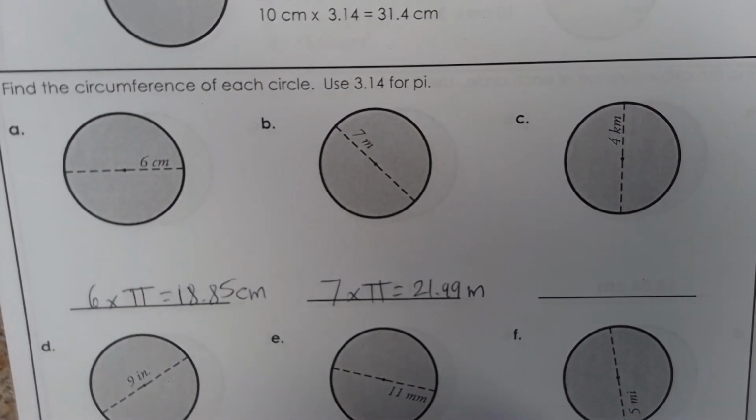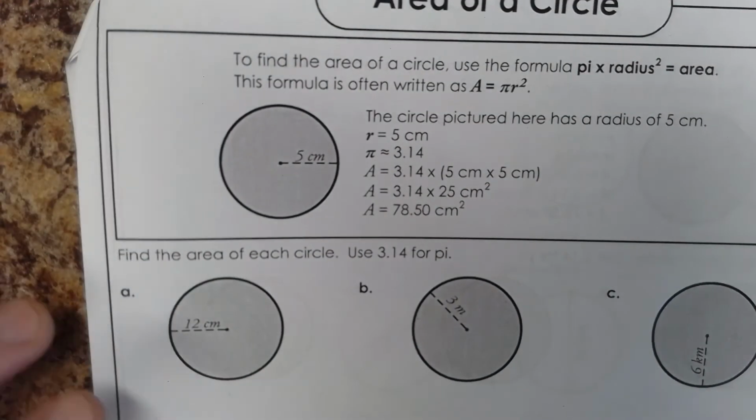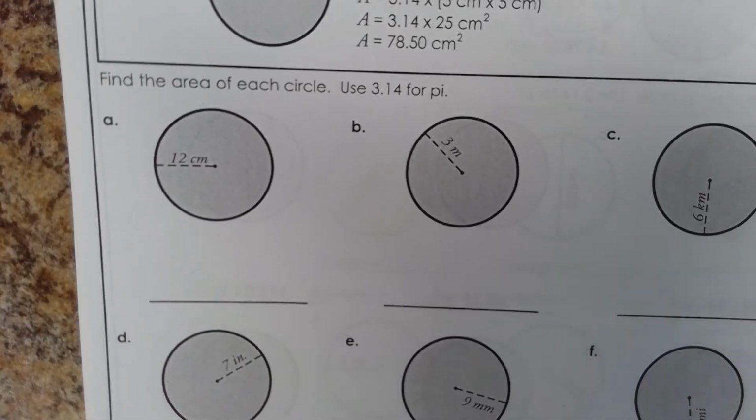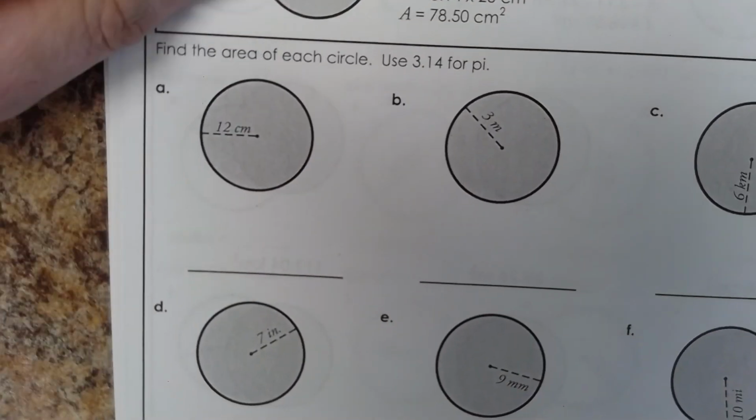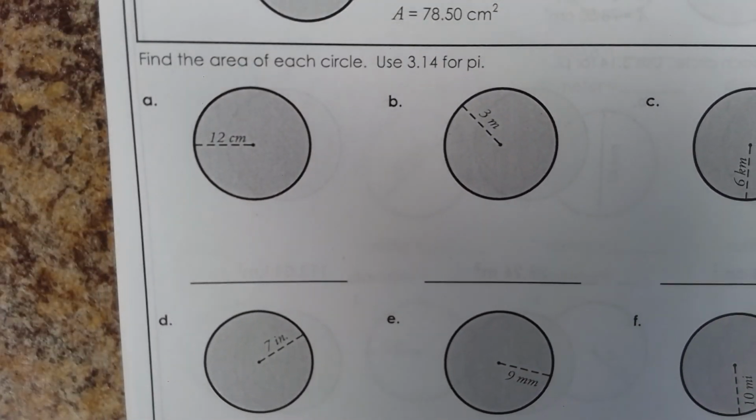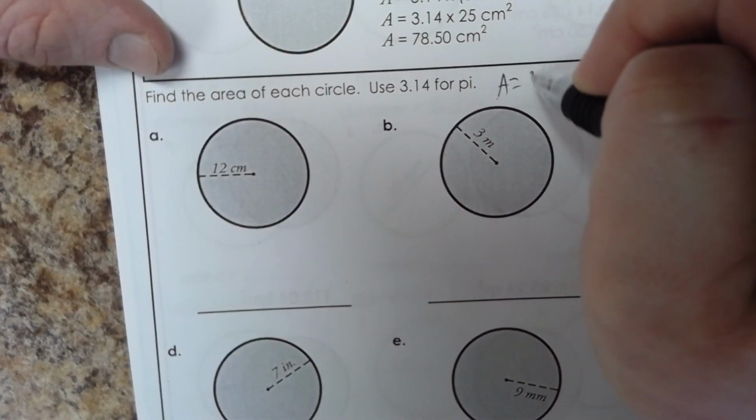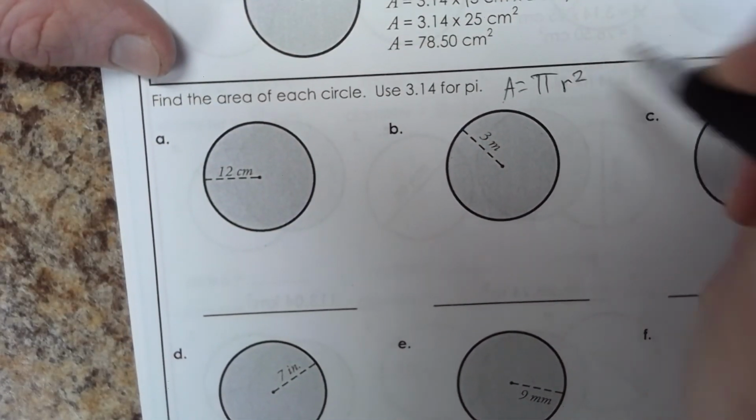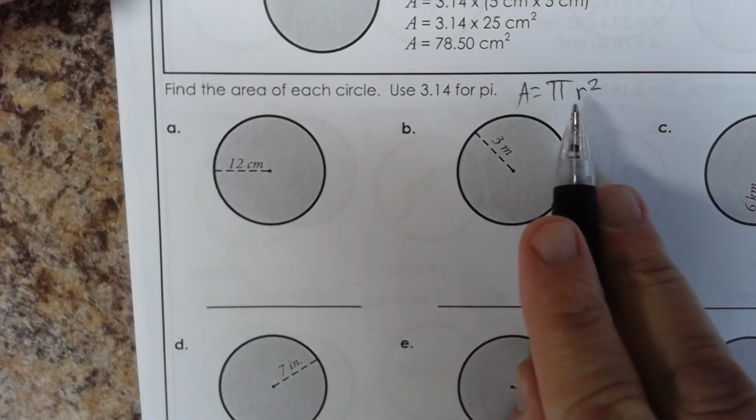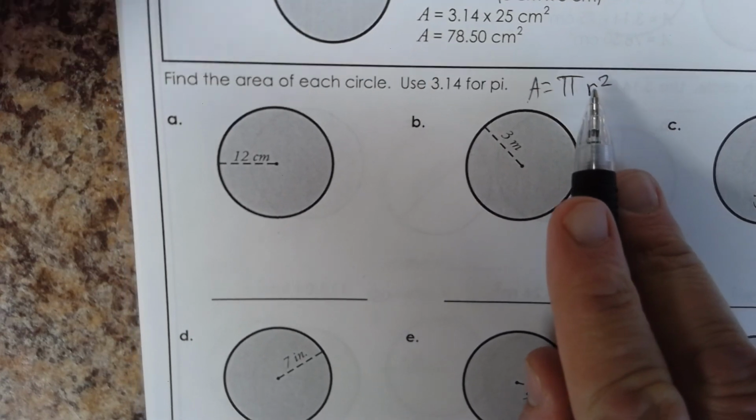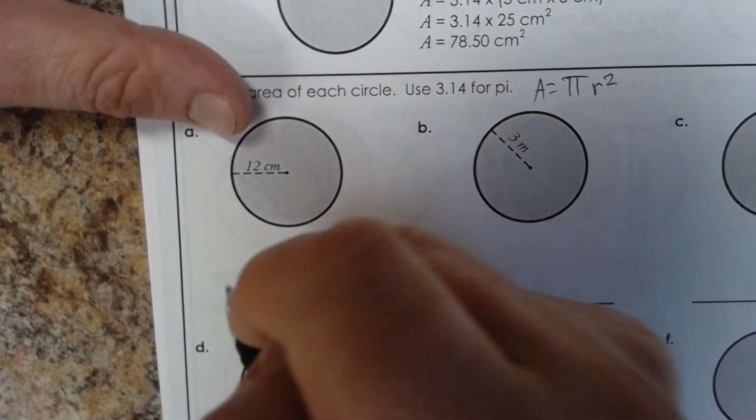And the last review of a circle concept, the area of a circle. That's the one that I didn't touch on at all in my introductory circle drawing activity. The area of any circle is pi r squared. Now let's put that up here. A equals pi r squared. Pi times radius squared. Squared means multiplied by itself twice. So pi times radius times radius.